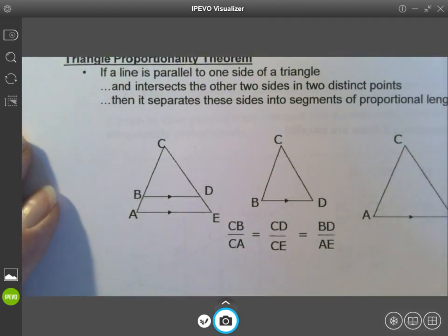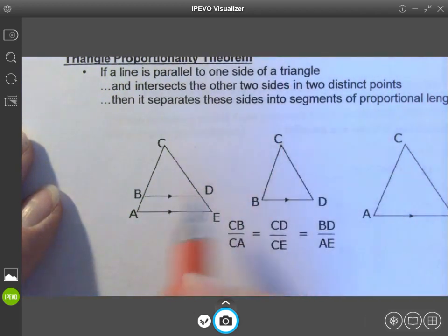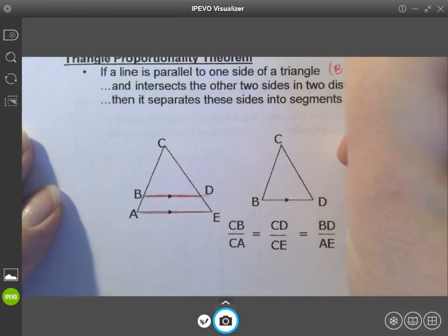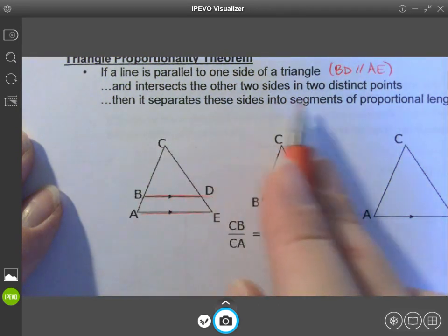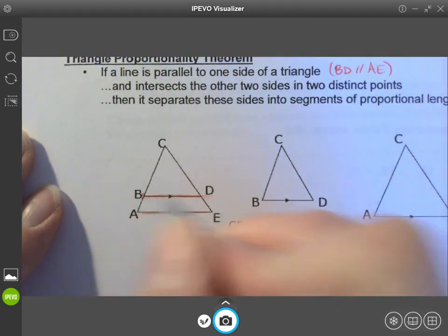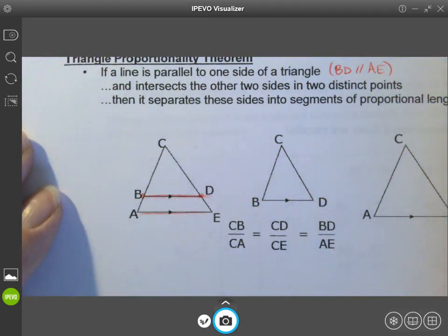If a line is parallel to one side of a triangle, so see we have this line is parallel to this side of the triangle. That's what they mean. So we'll talk about BD is parallel to AE. All right, and it intersects the other two in two distinct points. So it actually does touch each side of the triangle. It's not just in the middle. Then it separates into segments of proportional lengths.